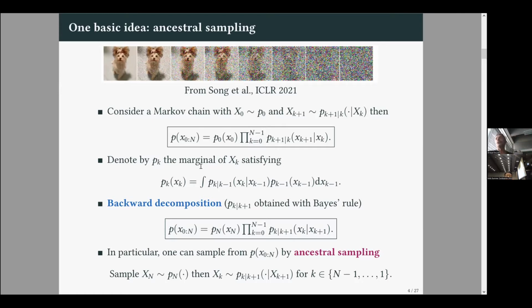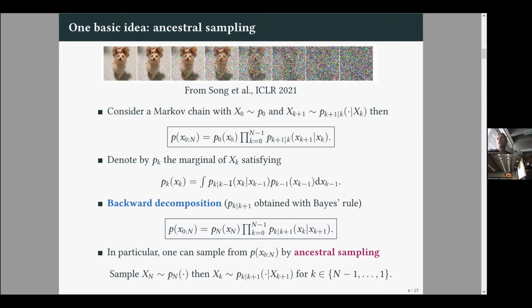And from this definition, I can also define the marginal distribution of xk under this Markov chain forward dynamics. This marginal distribution is given by the so-called Chapman-Kolmogorov equation. It tells you simply that the marginal distribution at time k of my state xk is the marginal distribution at time k minus 1, pushed forward through the transition at time k, integrated over xk minus 1.